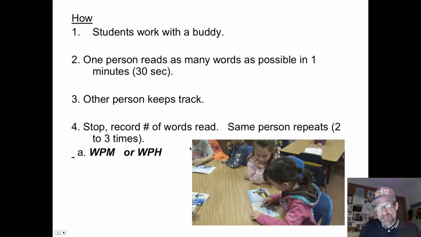They record the number of words read. And I have handouts with every 10th word marked off in the page, so they don't have to count. They can just go to 30, 1, 2, 3, 4, 5, etc. You stop, record the number of words read. That same person reads the same thing again, either 2 or 3 times. From there, you get either a words per minute or words per half-minute score.